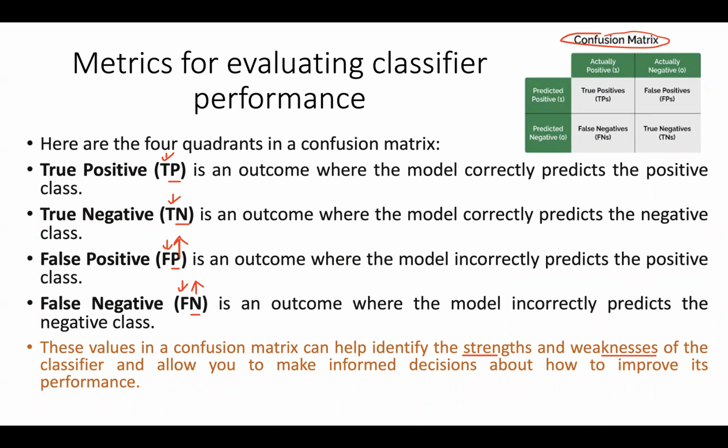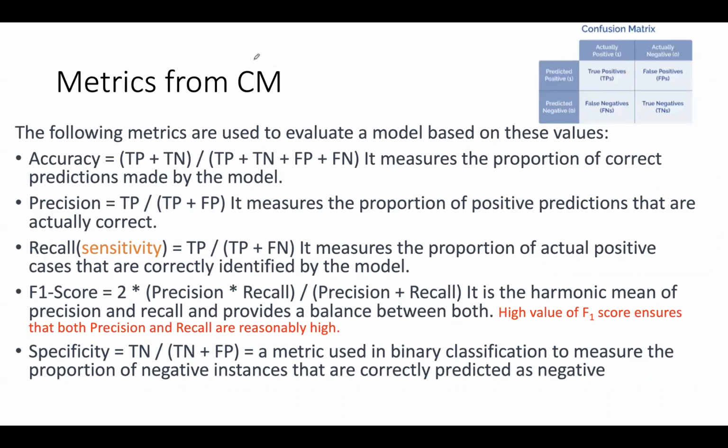Now, let's look at some of the metrics that we can compute from our confusion matrix. The first metric is called accuracy. Accuracy is essentially a computation of some of the metrics we've already looked at. It's given by true positive plus true negative, divided by true positive plus true negative plus false positive plus false negative. This accuracy measures the proportion of correct predictions made by the model.